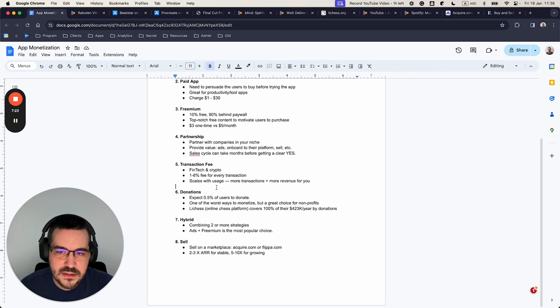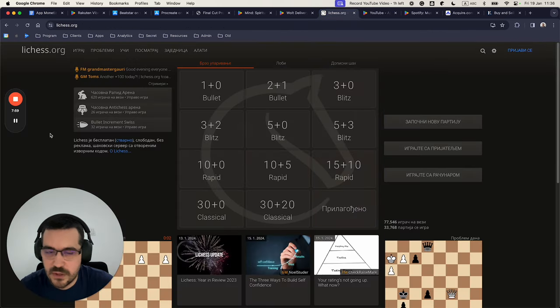Then donations. Not a lot of people donate. A good percentage to expect is 0.5% of users donating, and it's not a very good way to monetize. But if you are a nonprofit, then that's a great way to cover your costs. One example is the Lichess platform. They cover 100% of their costs just by donation, and the costs are not small, like $400,000, all through donations, and it's a free chess platform that you can use to play chess online.